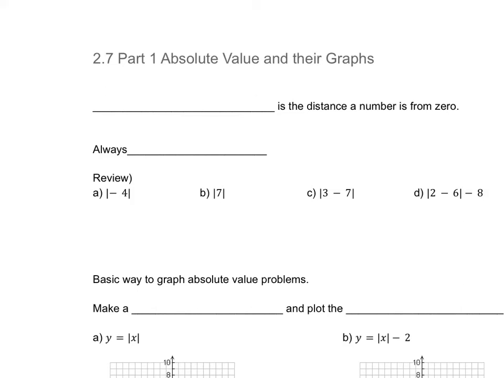All right, so today we are going to start with the basic way of how to graph an absolute value. So let's first talk about what absolute value is. Absolute value is the distance a number is from zero, and it is always positive. You've seen absolute value before, probably, but you've never graphed them.